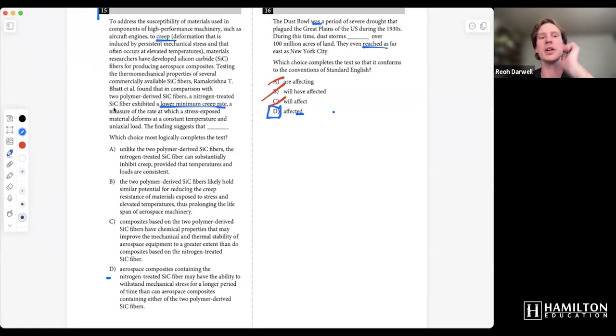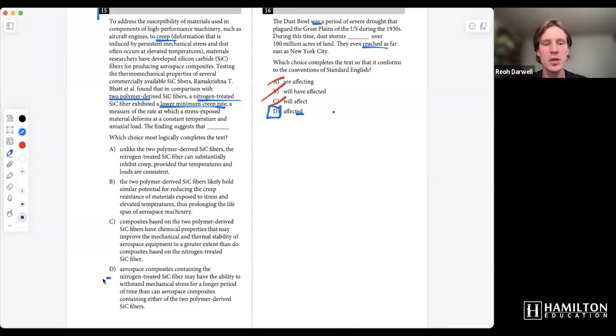Now, what is the other bit of jargon? We have 2-polymer versus nitrogen treated. So nitrogen treated has slower creep, or lower creep, than 2-polymer. So that means nitrogen treated, now that we know that lower creep means it deforms slower, has a lower creep than 2-polymer, meaning nitrogen treated is going to get broken slower. It's going to stand up to these issues of high performance longer than a simple 2-polymer fiber. So nitrogen treated is stronger than 2-polymer.